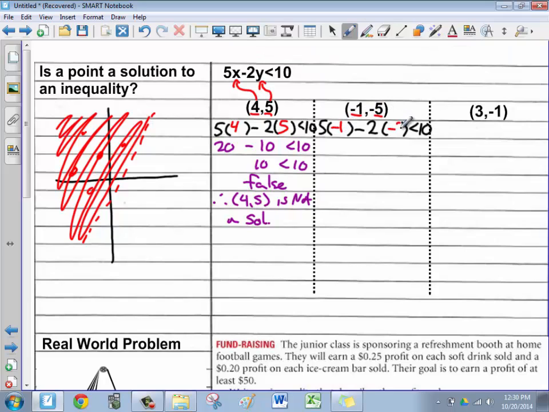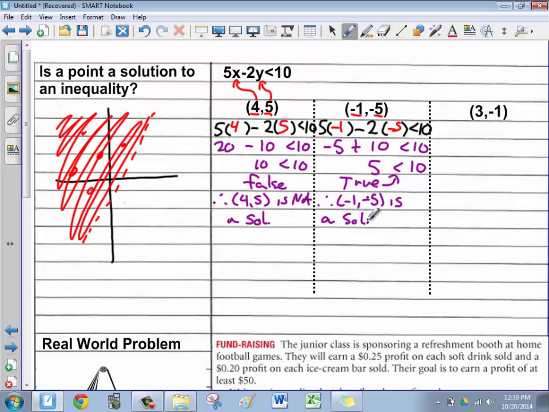So 5 times -1 is -5. -2 times -5 is positive 10. Is that less than 10? Well, -5 plus 10 is 5. And 5 is less than 10. So this is true. Because that is true, therefore, (-1, -5) is a solution.